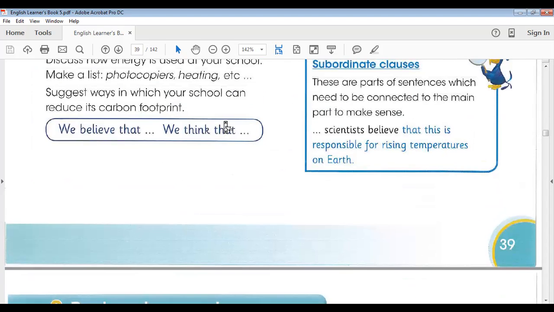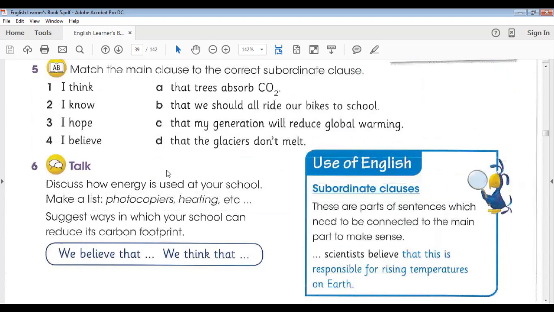I hope you understand the subordinate clause and also the use of energy at our place.